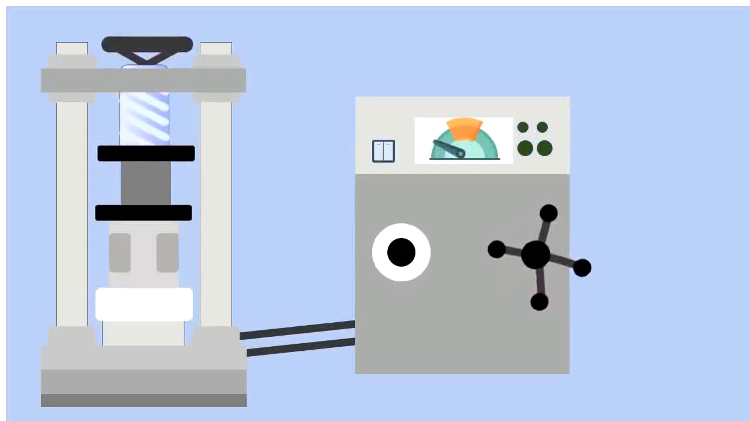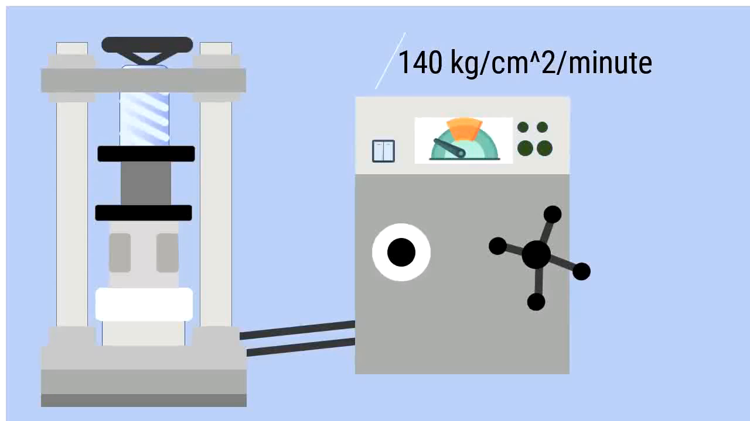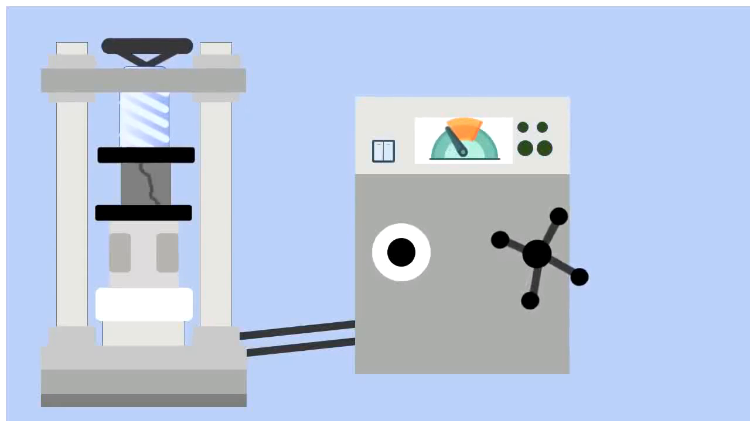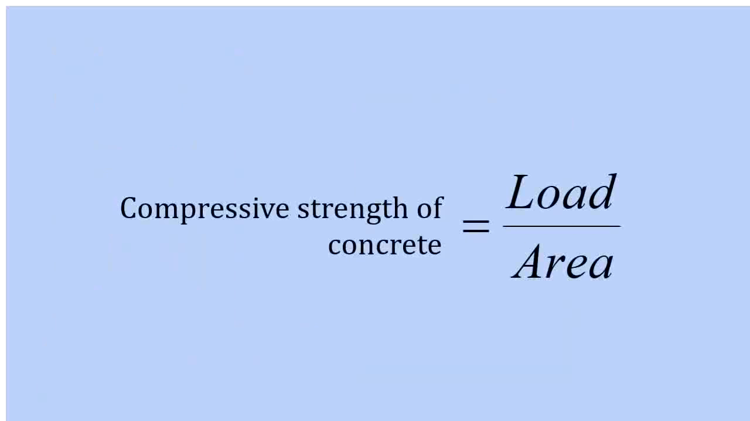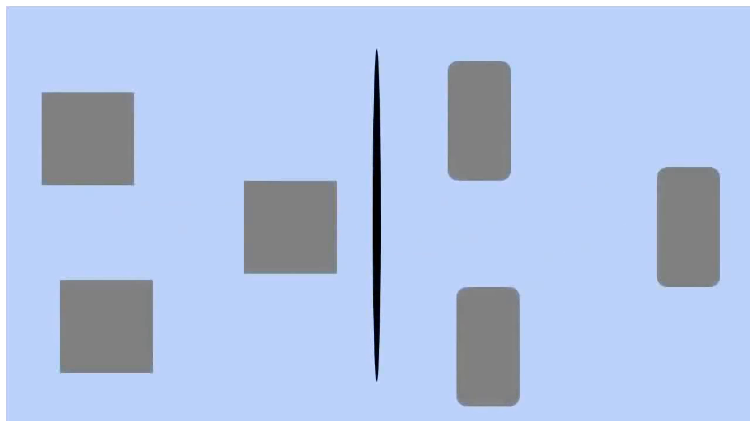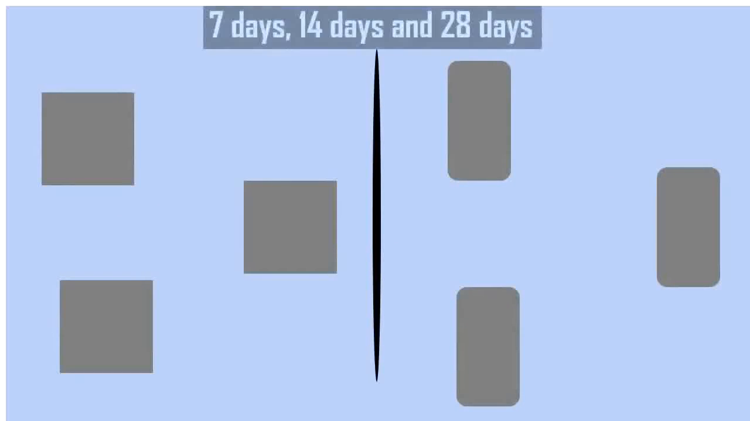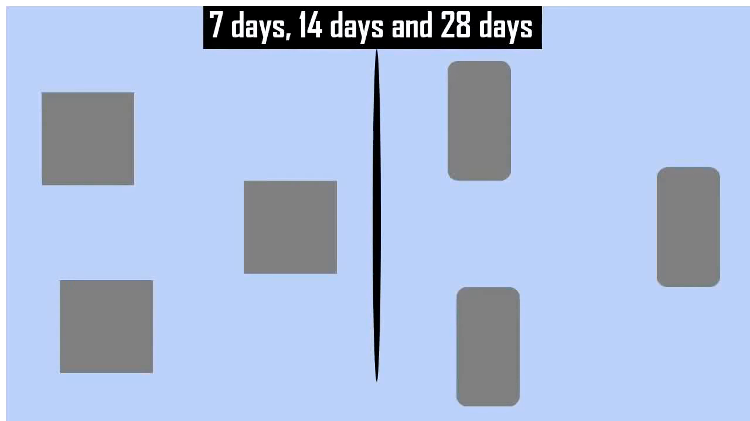The load is then applied gradually over the specimen at 140 kg per centimeter square per minute. The load at which the specimen fails is noted. Thus, the compressive strength of concrete is calculated by using the formula load divided by area. The test is generally done with 3 specimens for 7 days, 14 days and 28 days.